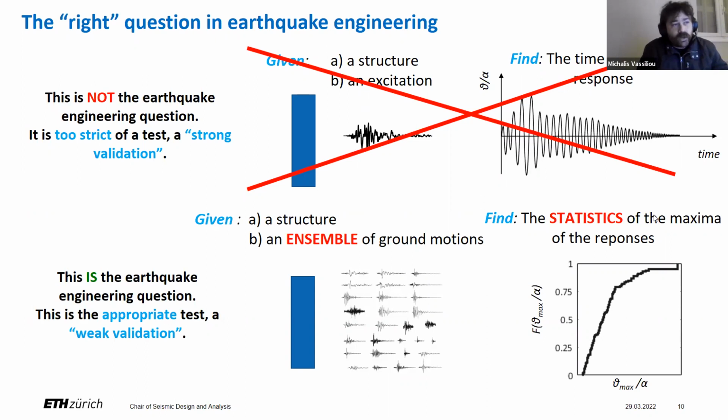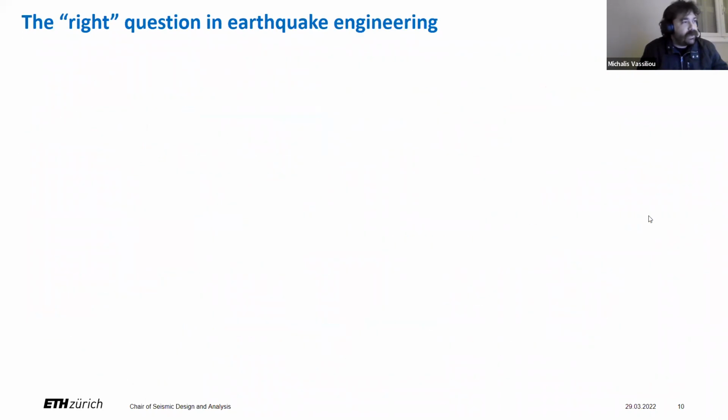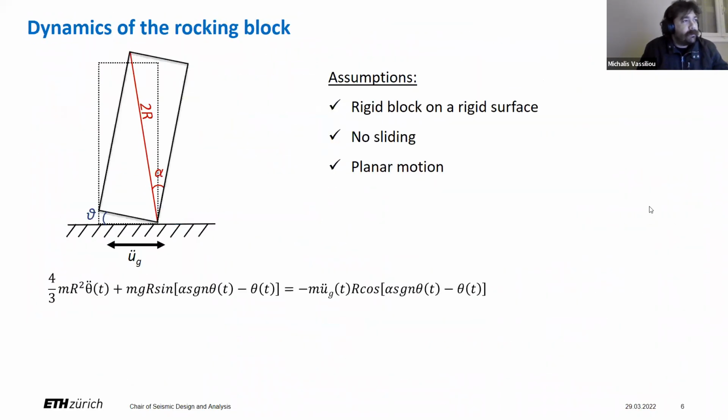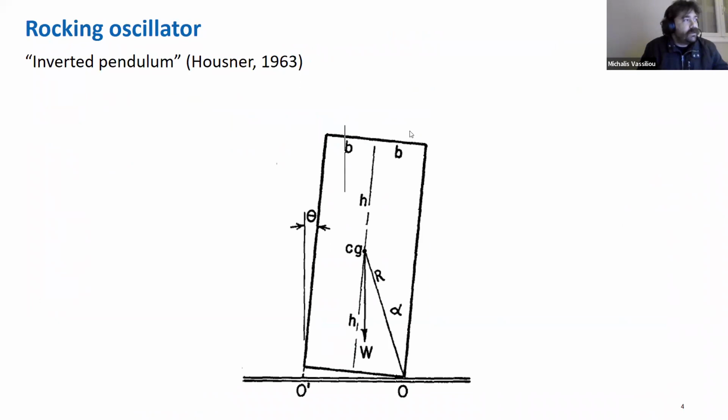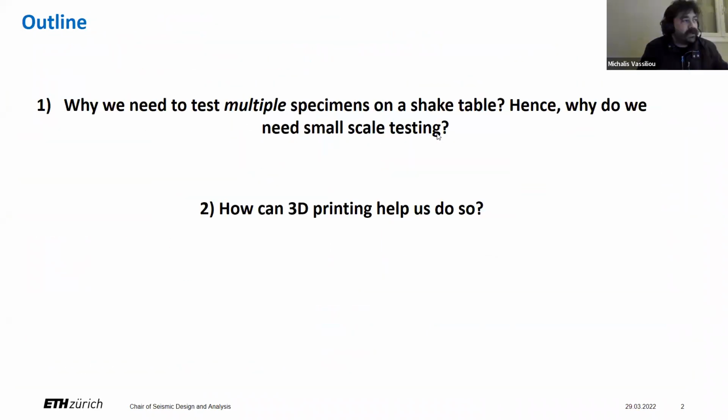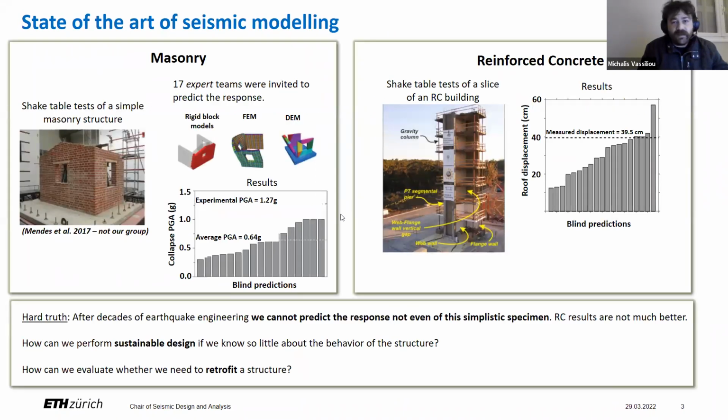But for sure, the blind prediction contest is an example of this. You cannot weight, you cannot take an average. All these people are the enfants gâtés of the avant-garde of earthquake engineering, and they see how off they were.